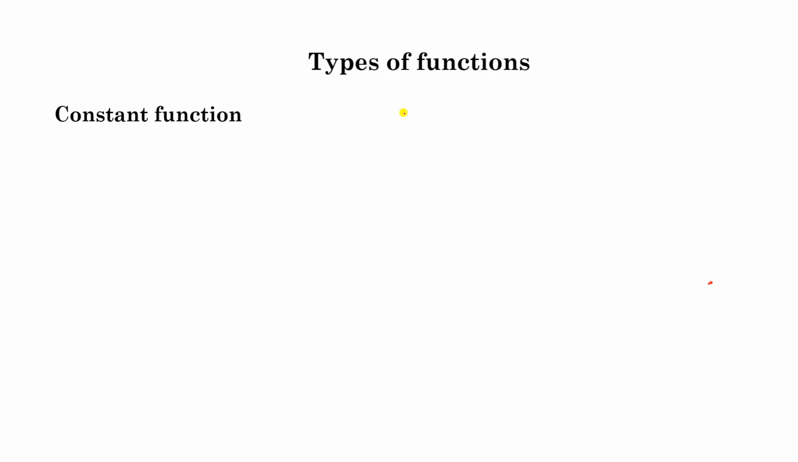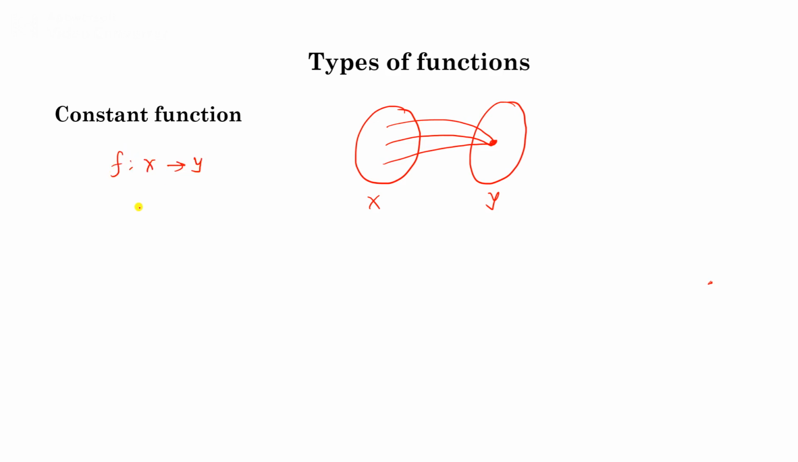Now constant functions. Suppose we have two sets, one is X and another is Y. If the mapping of all elements in X is the same element of Y, means this is a fixed element, or you can say constant, then you will say the function is constant. So how can we define? Suppose f is a function from X to Y, and the function is called constant function if f(x) equal to, say c, means for all values of x, the mapping is c, which is a constant, here x1, x2, x3. So this is a constant function.